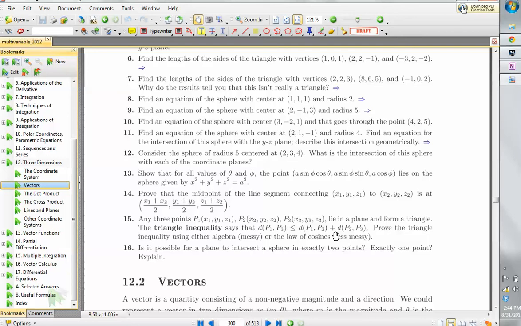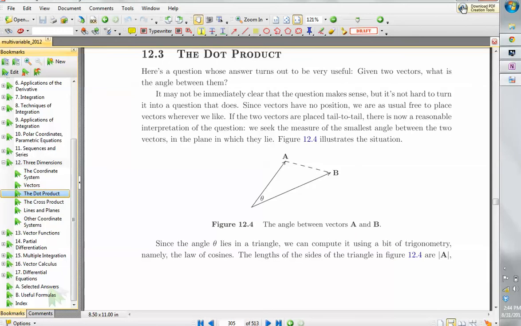Okay, let's get on with today. What I want to talk about today, and my goal is to just talk about the dot product and the cross product, and then hopefully come back and do some examples of both at the end.